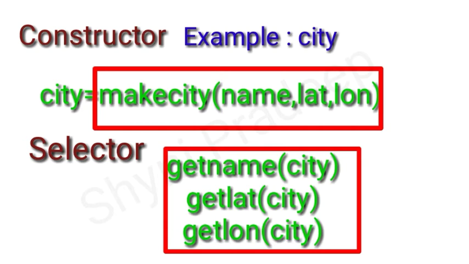If you want to create a new product, a new college, a new office, you can use the constructor function. Here the example given is city. To create a new city, the constructor function is used. To extract the information about that city, the selector function is used. For example, say the city name is Chennai. This Chennai city is already created. Someone has already created that city with its name, latitude and longitude.